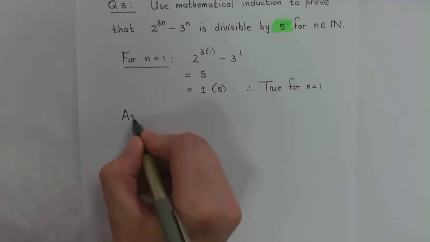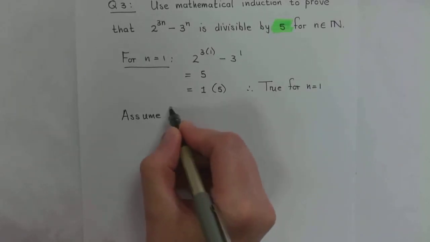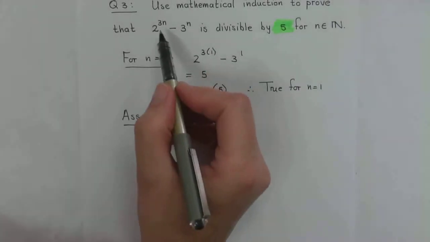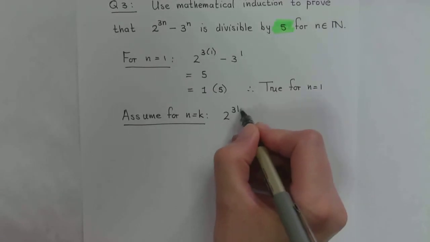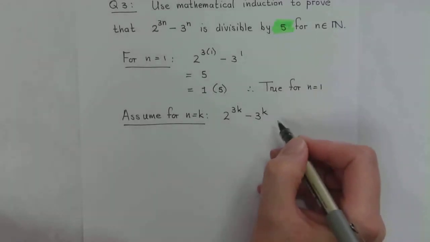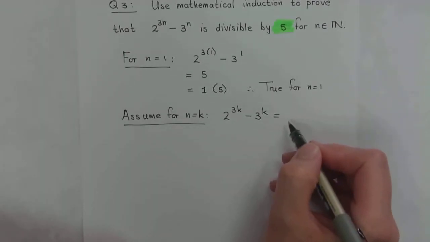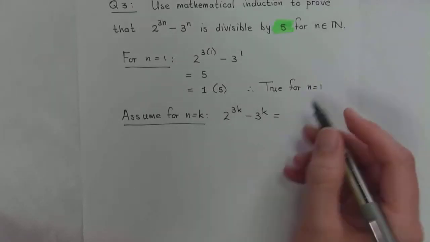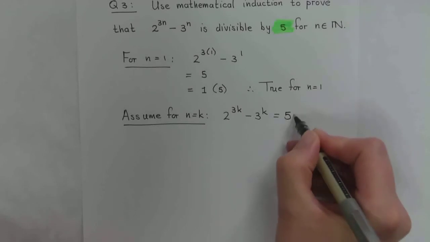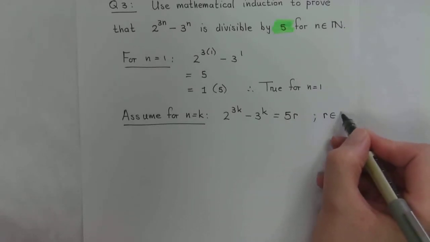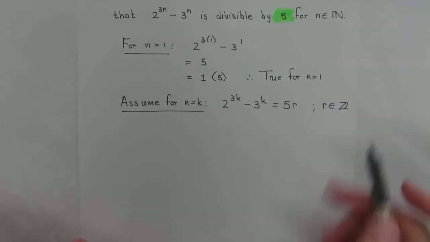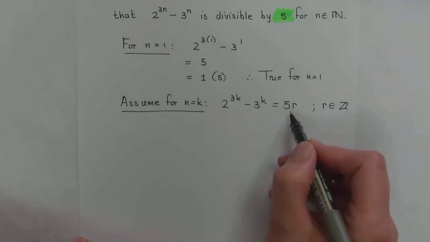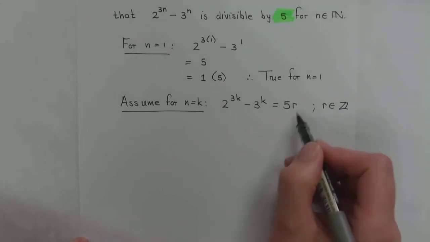Then assume for n equal to k, and I'm going to substitute k into this expression, so 2 to the power of 3k minus 3 to the power of k. And I need to show that this is equal to a factor of 5. Not a factor of 5, an expression that has got a common factor of 5. So I write that out as 5r, and again, that's where r is an element of the integers. We have to make this statement, because if r is not an element of the integers, this will not be a multiple of 5. 5 will not then be a factor, and this will not be a multiple of 5.